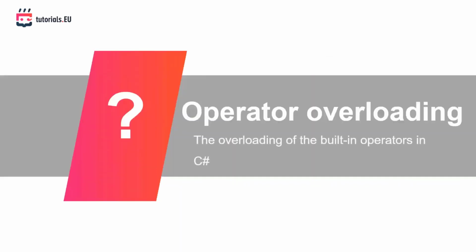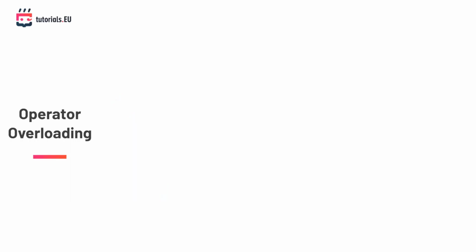So, operator overloading is the overloading of the built-in operators in C#. It is the same overloading concept that we are familiar with, but applied to operators instead. Operator overloading will allow us to use the C# operators with our own classes and structs. So the syntax to overload an operator will look like this.